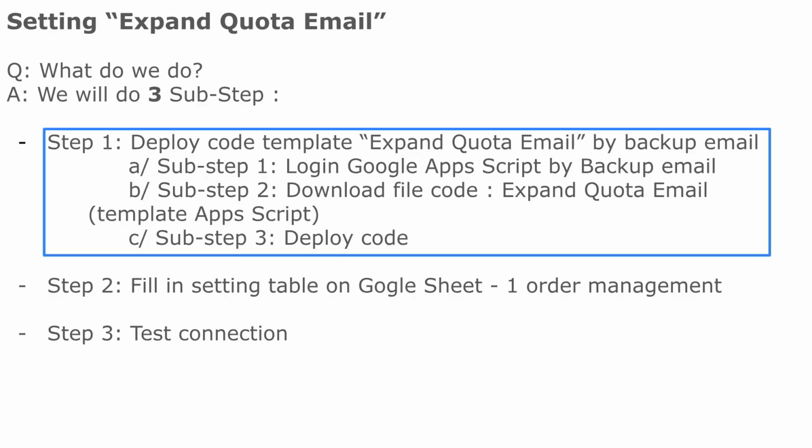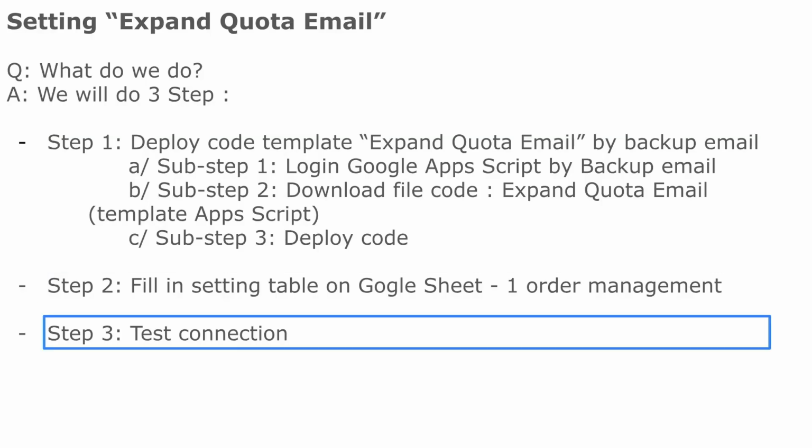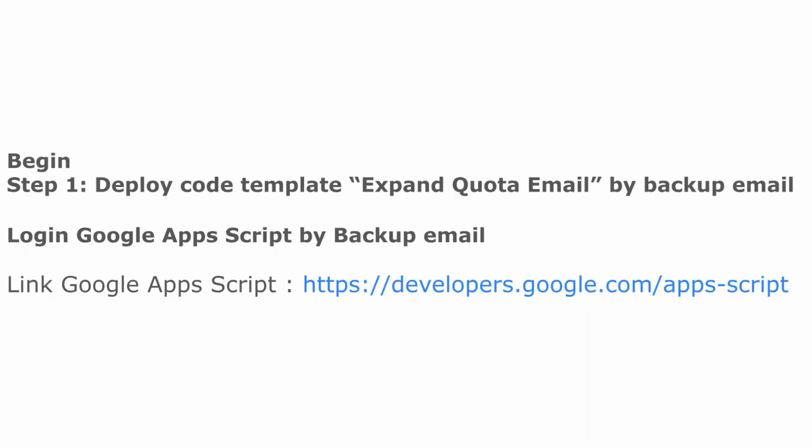First, we will deploy an app script code using the store's second email address. Second, we will configure the settings in the Google Sheet 1 order management. Third, we will perform testing. Let's start with step 1. Deploy the app script code, expand quota email.